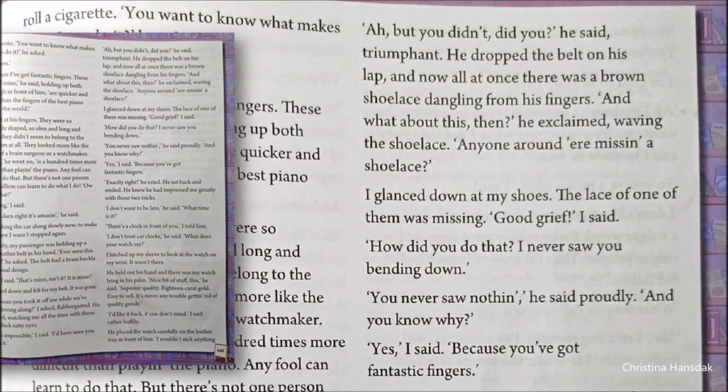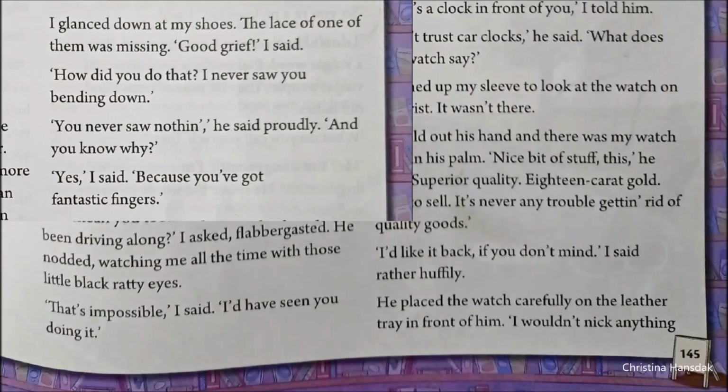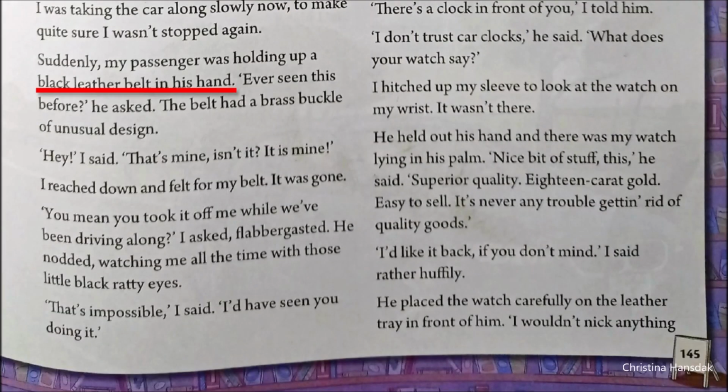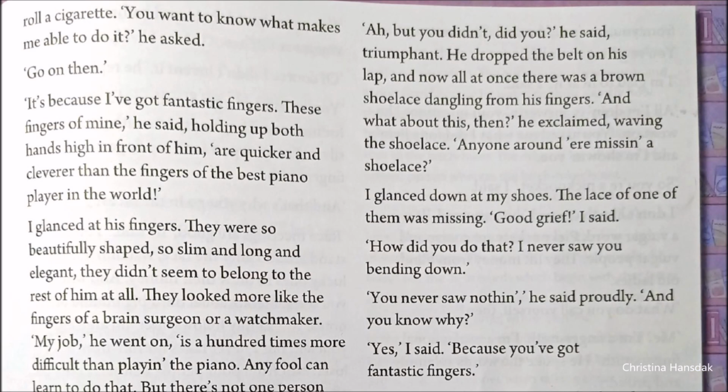Then the man declared that he has got fantastic fingers. He is a fingersmith. Saying this, he showed the author's black leather belt in his hand to him. The author was surprised because, sitting beside him, how could he take off his belt? The man dropped the belt on the author's lap, and the next moment there was a brown shoelace in his hand. The author was unaware of it. So the man asked if anyone around there was missing a shoelace.